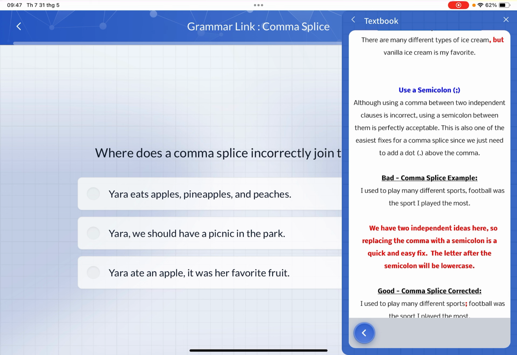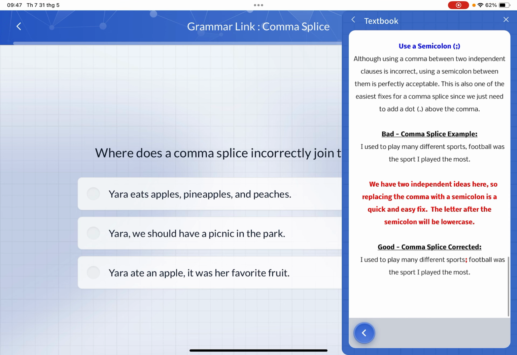Although using a comma between two independent clauses is incorrect, using a semicolon between them is perfectly acceptable. This is also one of the easiest fixes for a comma splice, since we just need to add a dot above the comma. So let's say this example: I used to play many different sports, football was the sport I played the most. Well, we have two independent ideas here, so replacing the comma with a semicolon is a quick and easy fix. Just add a dot above the comma.